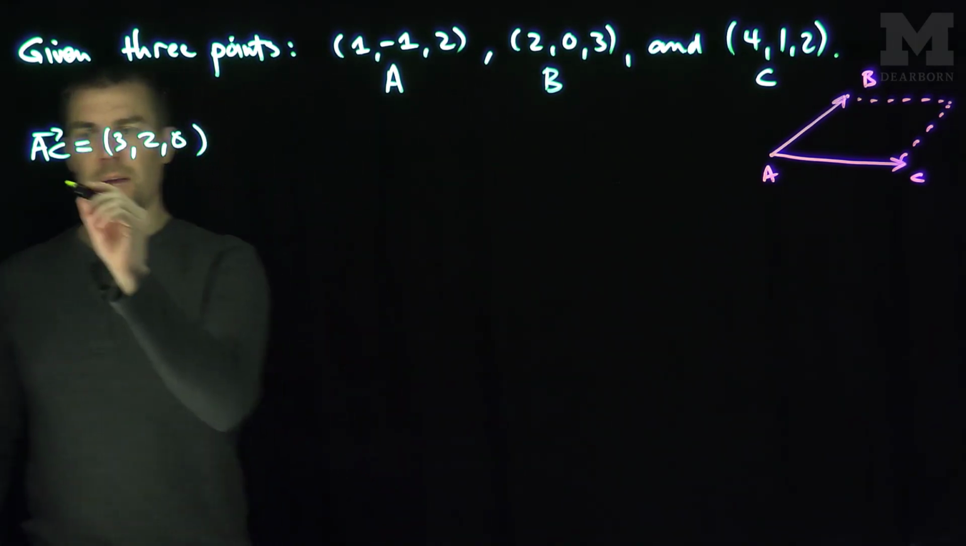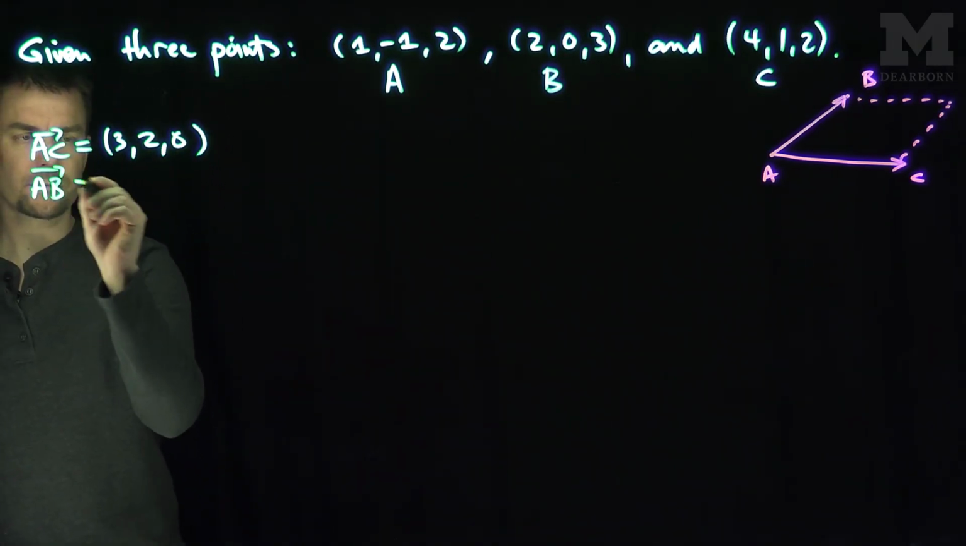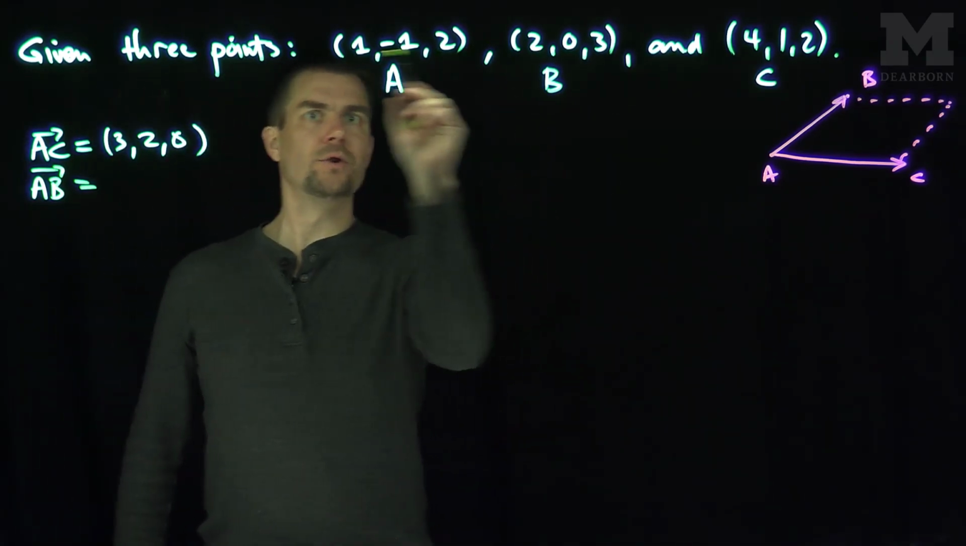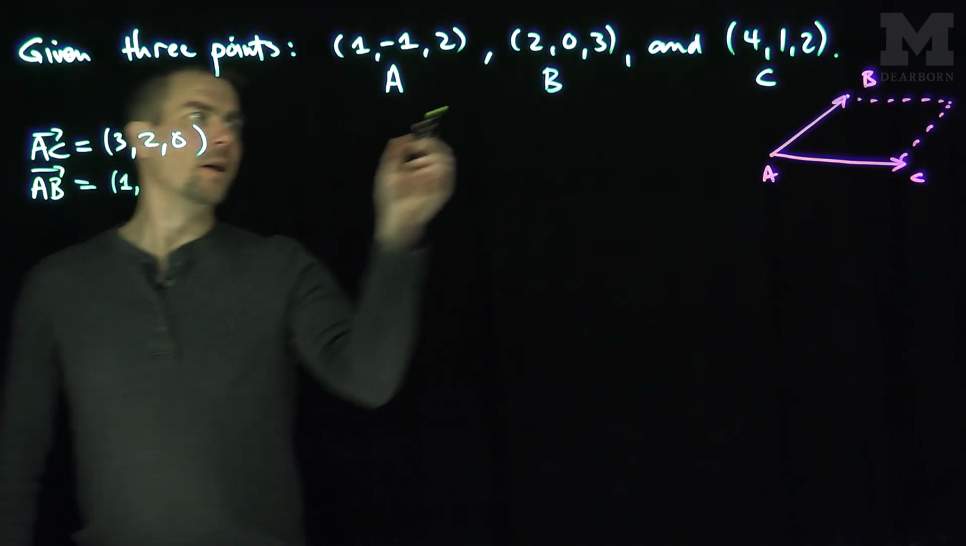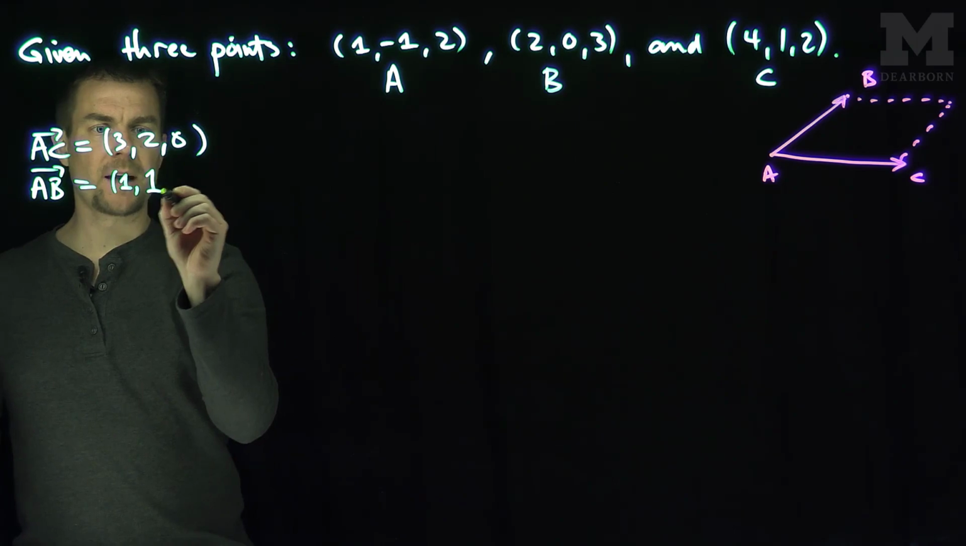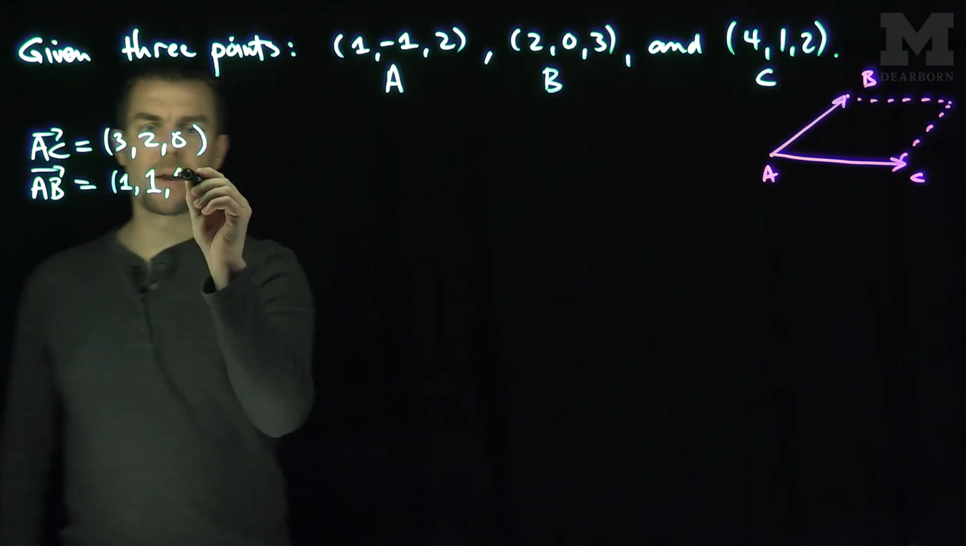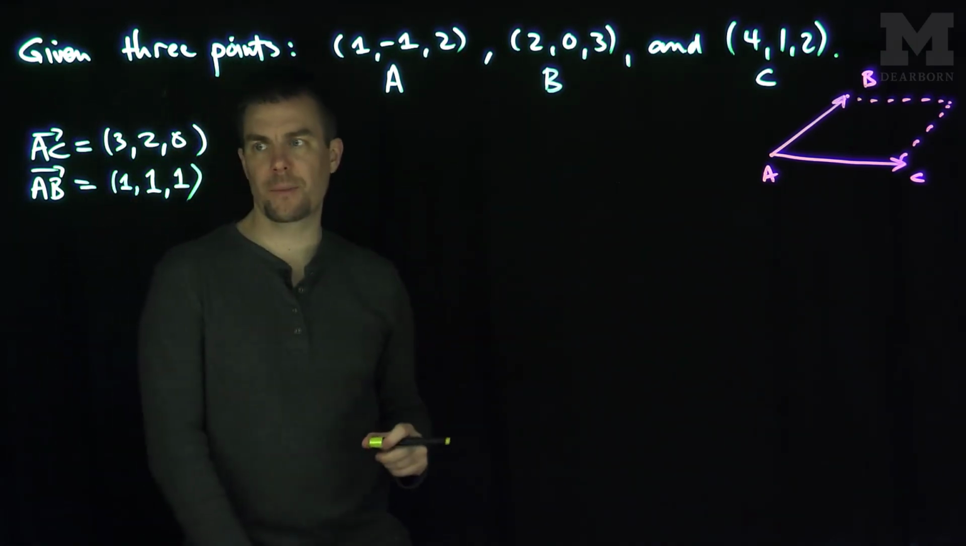All right, so what's AB? AB is going to be 2 minus 1, that's going to be a 1. Then it's going to be 0 minus -1, that's going to be a positive 1. Then it's going to be 3 minus 2, that's going to be a positive 1. So (1, 1, 1) is the vector on my plane.